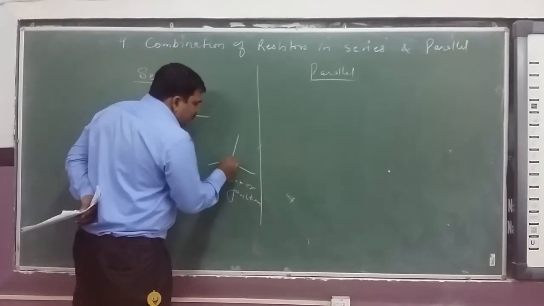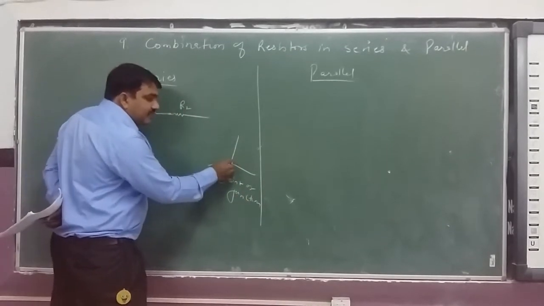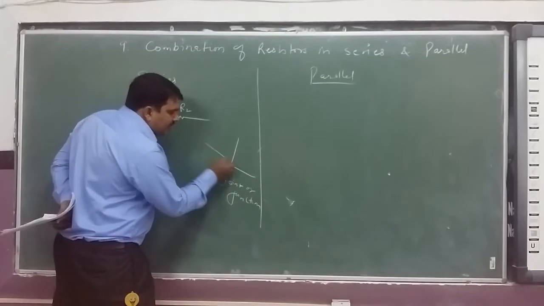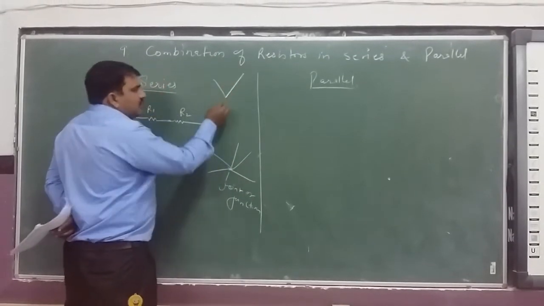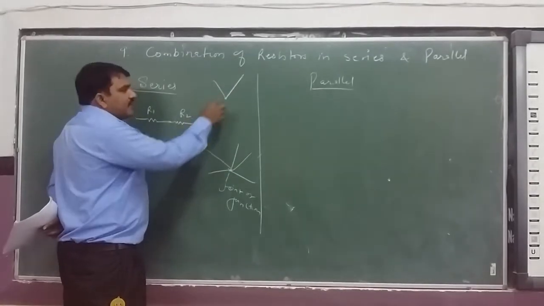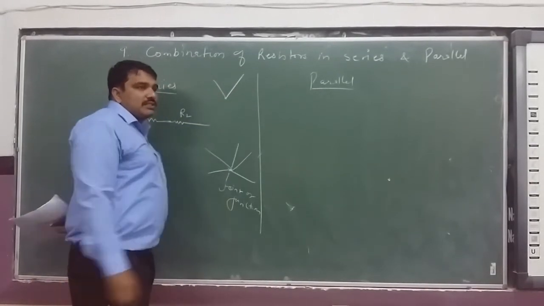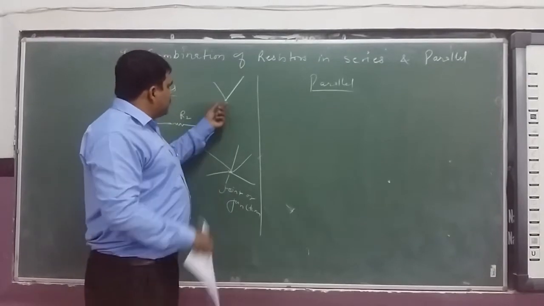So for a point to be a joint, there should meet at least 3 wires. They can be more than 3, also can be there, like this. So there are 5 wires you can see. So can you call this point a joint? No, it is not a joint because there are only 2 wires. 2 wires only there.